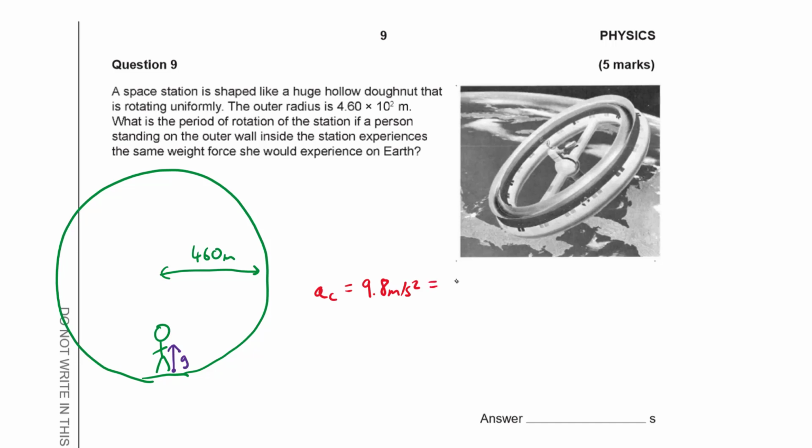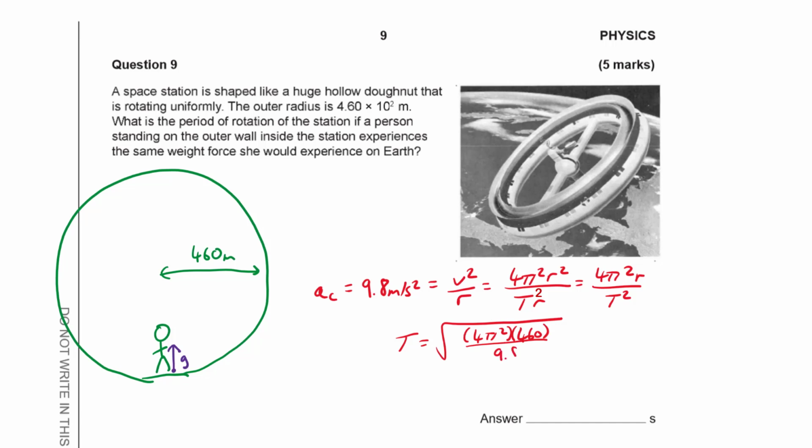So for that to occur, we need to be going a certain velocity, v squared on r. So if we substitute instead of v, we have 2 pi r on T. So we're going to have 4 pi squared r squared on T squared r, and then that'll simplify down to 4 pi squared r on T squared. So we want that equal to 9.8. If we rearrange that equation, we end up with T equal to the square root of 4 pi squared multiplied by 460 divided by 9.8. And that's the square root of 1853, which ends up being 43.0 seconds. There we go.